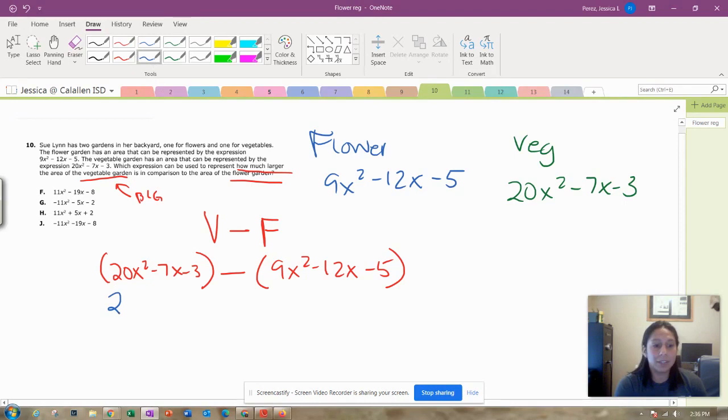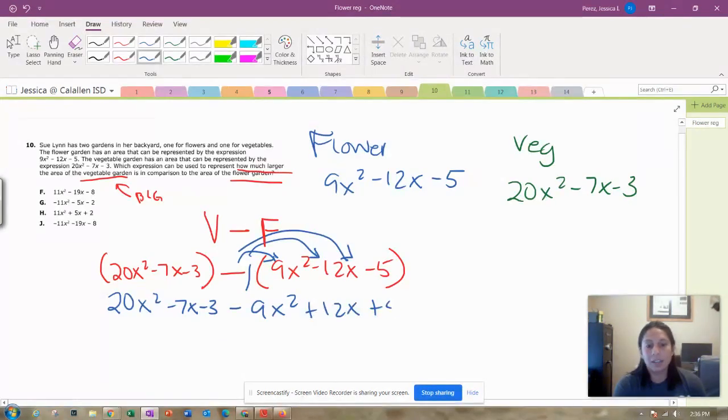So again, we have parentheses. We need to get rid of the parentheses. So the first part stays the same. The second part, that negative, changes all of my signs. So that becomes a minus 9x squared plus 12x and a plus 5.